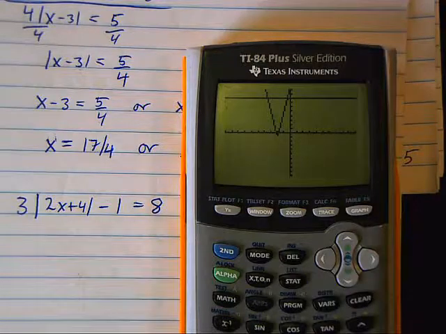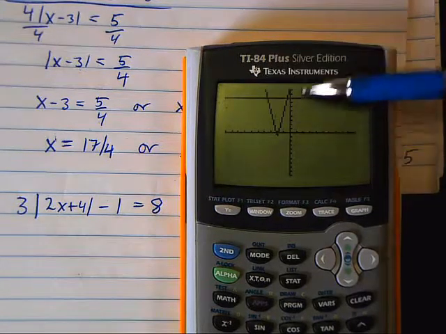So what am I trying to find? I'm trying to find 2 points, actually. What 2 points am I trying to find? Where the line intersects the big V. An absolute value graph will look like a big V.